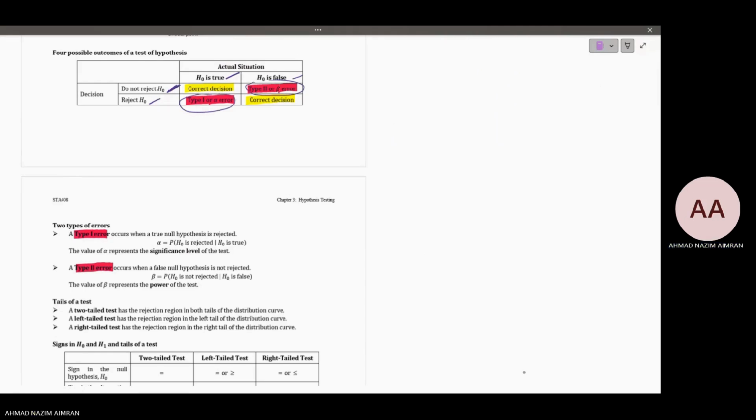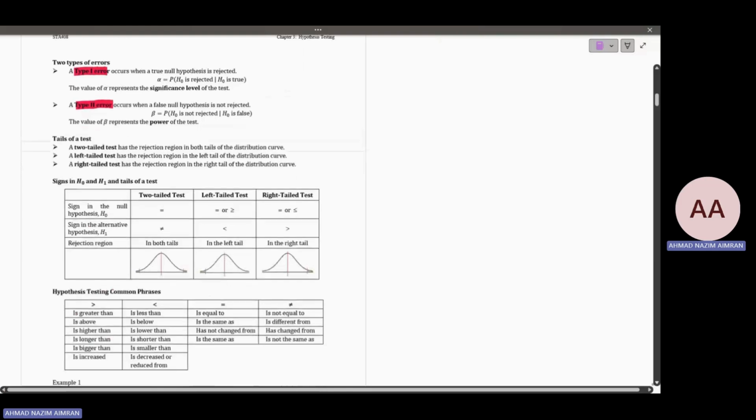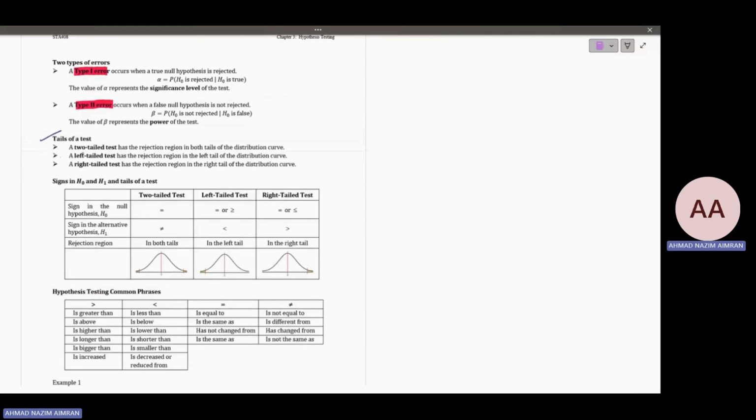All right, now let's look at the tails of a test. This is new. It has not been discussed in the previous chapter, and I hope you can understand the types of tests, or tails of a test, here. There are actually two types of tail test. The first one is the two-tail test.